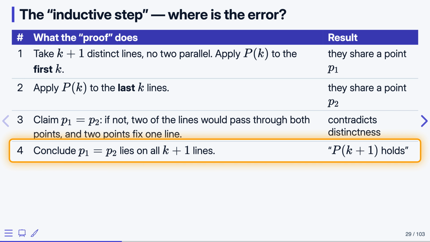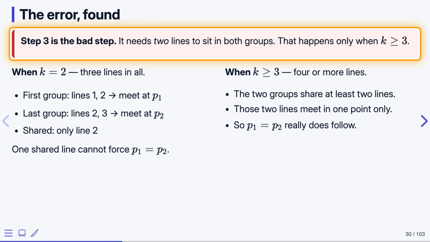Step 4. So the argument concludes that P1 equals P2 and that this single point lies on all k+1 lines. The conclusion is absurd, so one of these steps is bad. The next slide names it. Step 3 is the bad step.